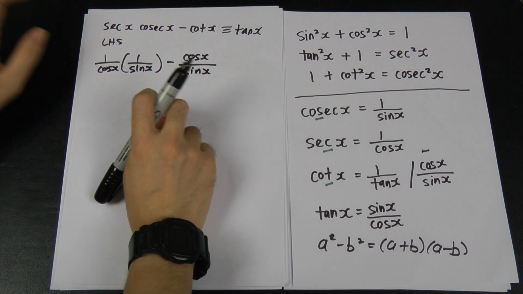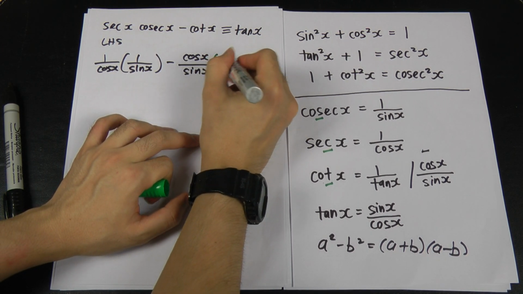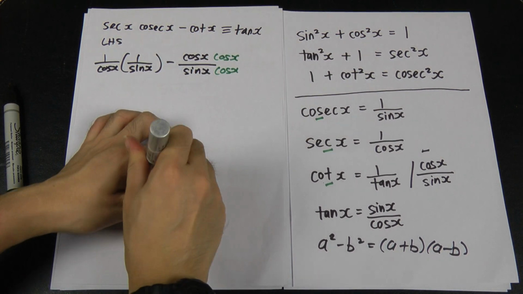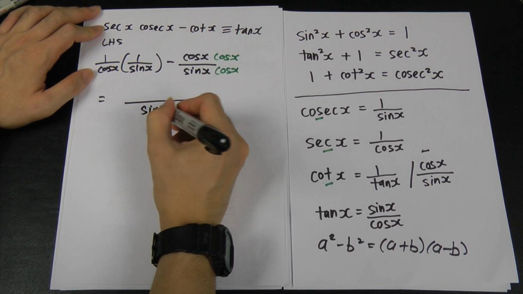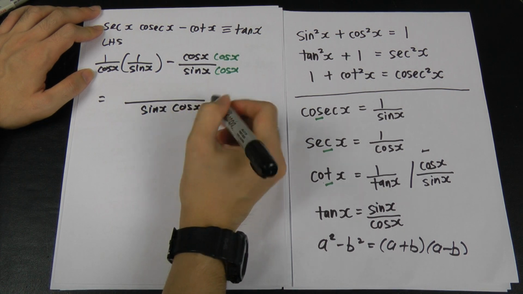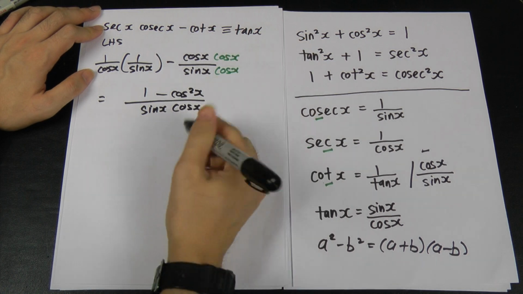Alright, then this is minus. Obviously, both of them have different denominators. So I will multiply cos x and cos x here. Since I multiply already, both of them will have the same denominator, which is sine x over cos x. This is 1 minus cos square x. Cos x times cos x is cos square x.